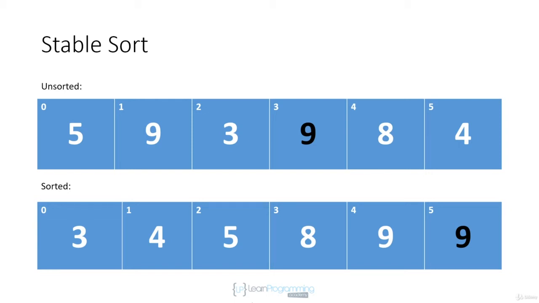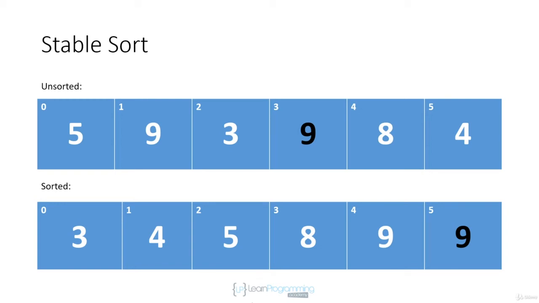Now, all other things being equal, a stable sort is preferable to an unstable sort. Now, you might look at this and say, well, who cares if the relative ordering of the 9s flips position? And for integers, it doesn't really matter. A 9 is a 9 is a 9. But if you're sorting objects, it could make a difference depending on how you're using it.